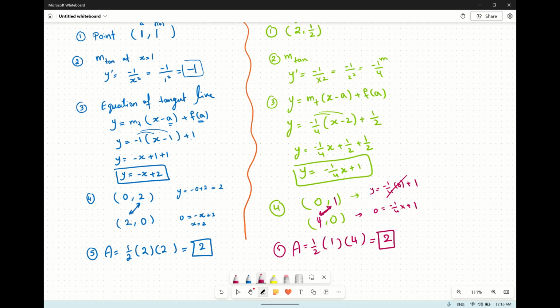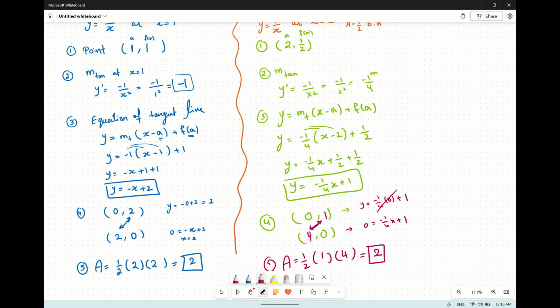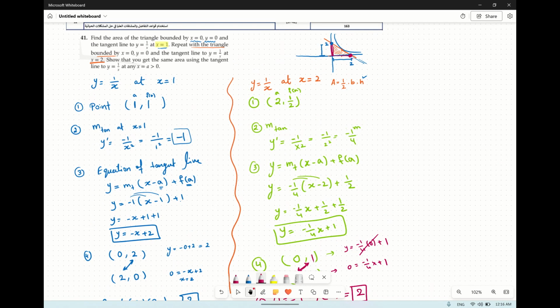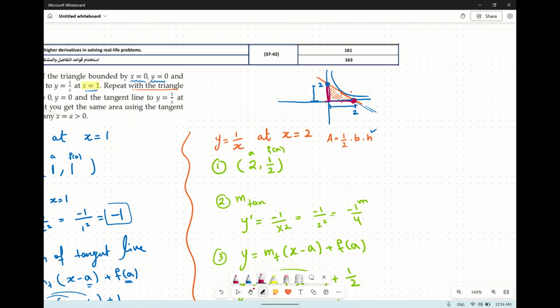So now notice that both parts of the question gave us the same area, which is 2. So this means whether I move, let me zoom in, this line, for example, let's say I move it like this, still I got an area of 2. If you move this line also like this, still you will get an area of 2. This triangle will still have an area of 2.